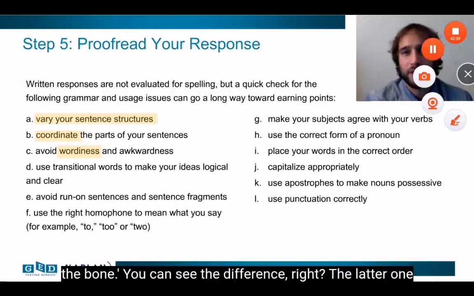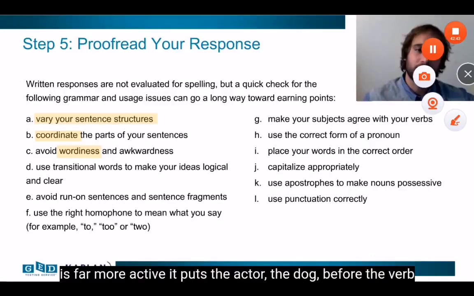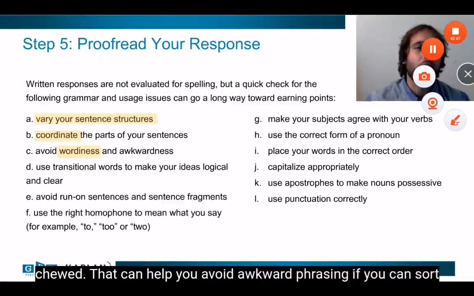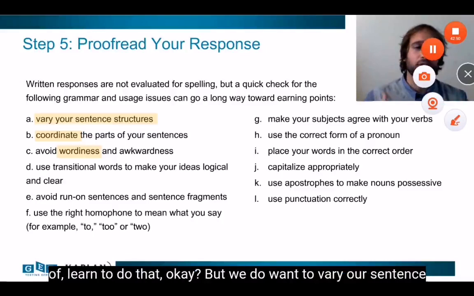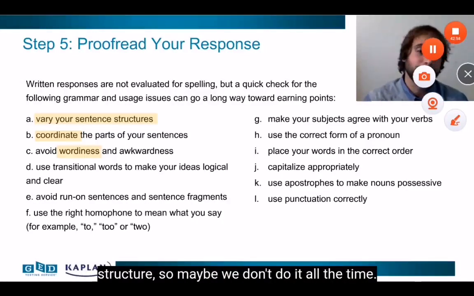The dog chewed on the bone. You see the difference, right? The latter one is far more active. It puts the actor, the dog, before the verb chewed. That can help you avoid awkward phrasing if you can sort of learn to do that, okay? But we do want to vary our sentence structure, so maybe we don't do it all the time.